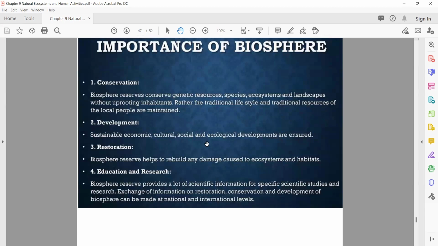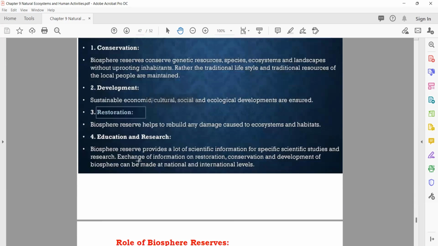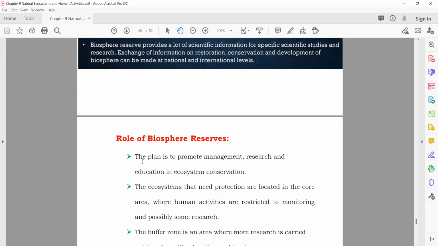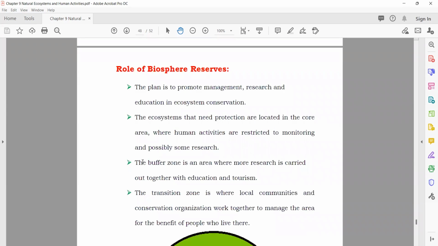And after that, what is the importance? They help conserve the ecosystem. They are used to develop the ecosystem. If there is already damage, they restore it. And they are also used for education and research purposes. The role of a biosphere is really good.